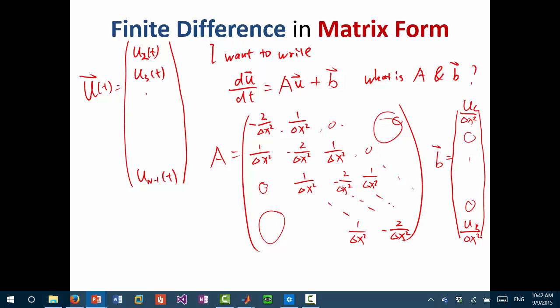All right. Okay, so now we have an ODE in this form. We know what A is, what B is. The rest of the task is basically solving that ODE, du dt equal to Au plus B.